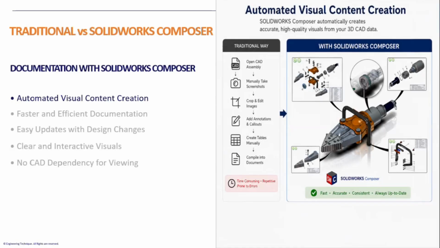Now we will see how SOLIDWORKS Composer helps in automated visual content creation. This will be SOLIDWORKS documentation with SOLIDWORKS Composer. In the traditional method, we have to open CAD, take screenshots, edit images, and manually add annotations and tables. But in Composer, all this process becomes easy because it directly uses 3D CAD data. We can quickly create exploded views, clear visuals, and technical illustrations. So overall, documentation becomes faster, more accurate, and easy to update.